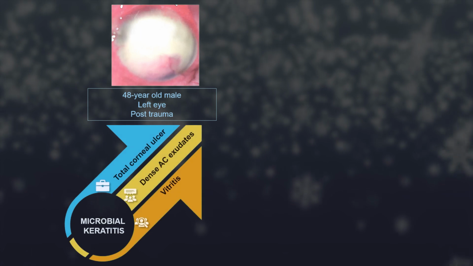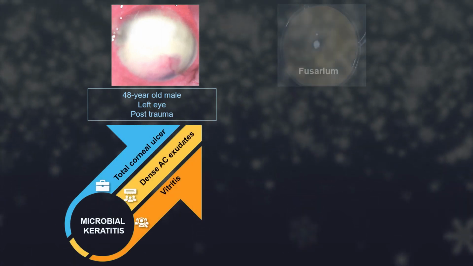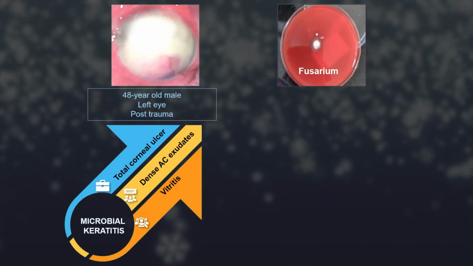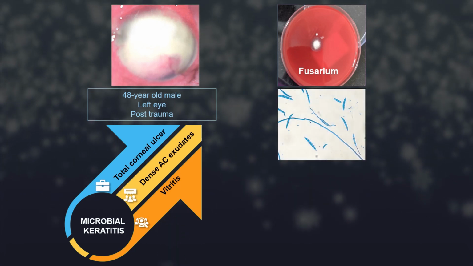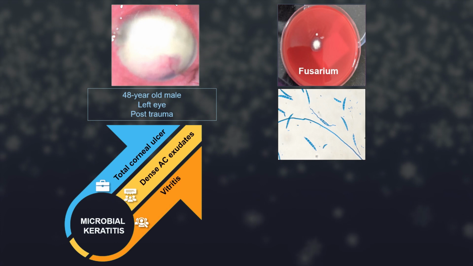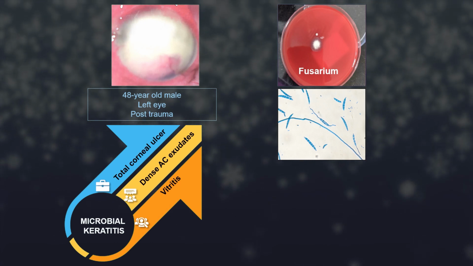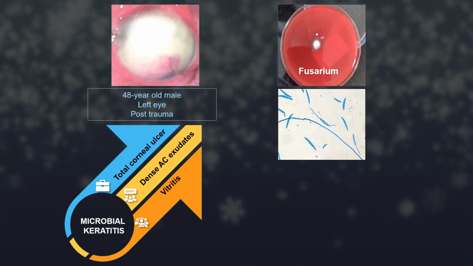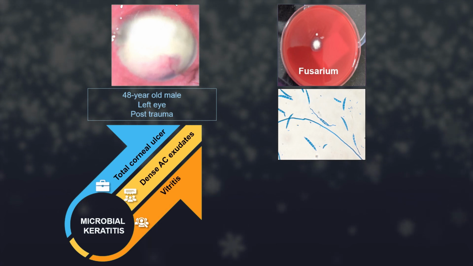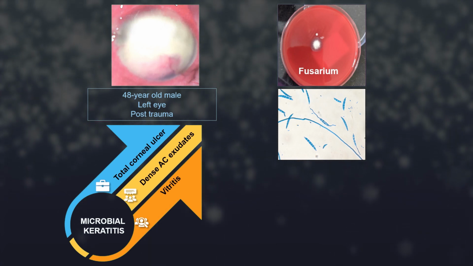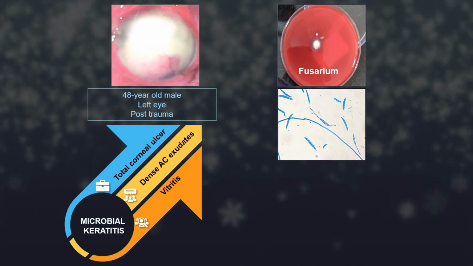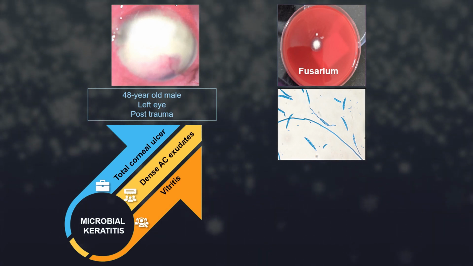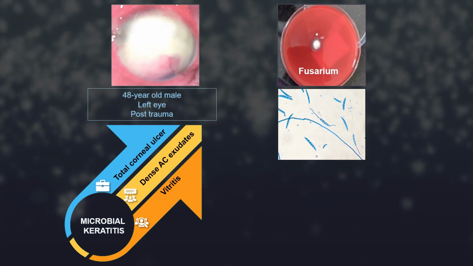A 48-year-old male presented with a history of pain, redness, and white discoloration of his left eye after trivial trauma. He was diagnosed as microbial keratitis, presenting with a total corneal ulcer, dense anterior chamber exudates, as well as vitritis. The corneal scraping microbiology showed a Fusarium species in culture.